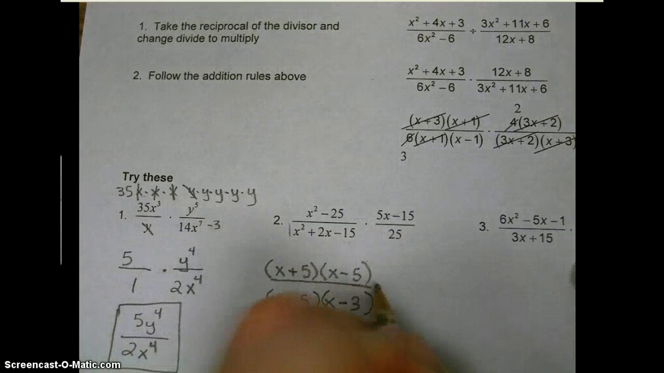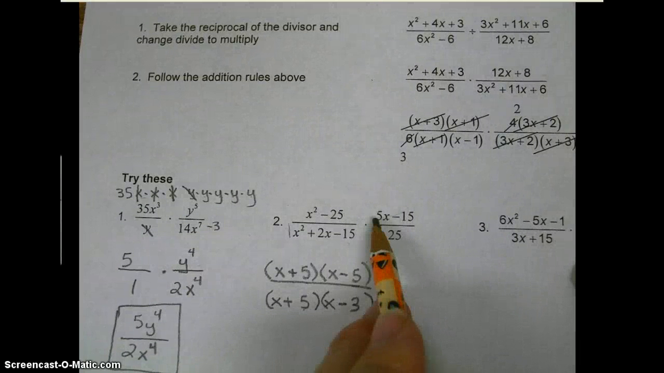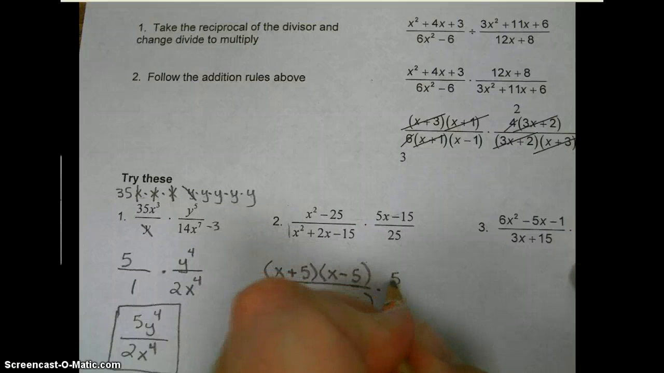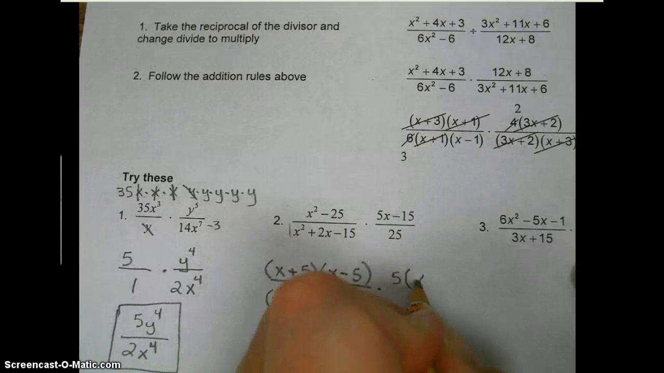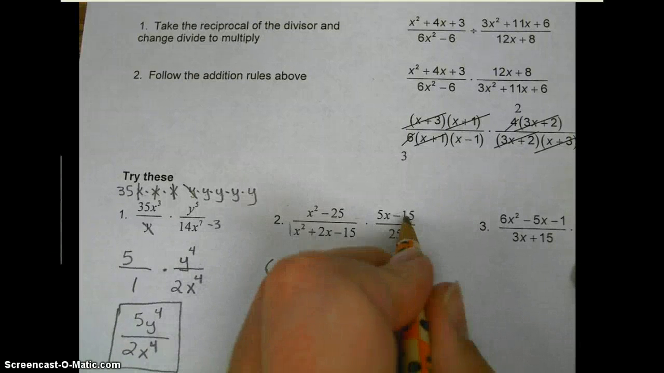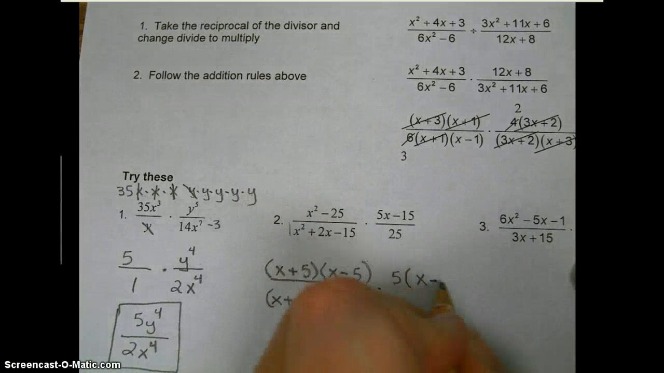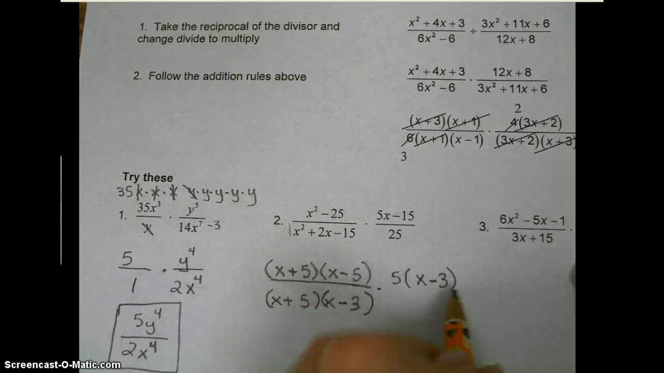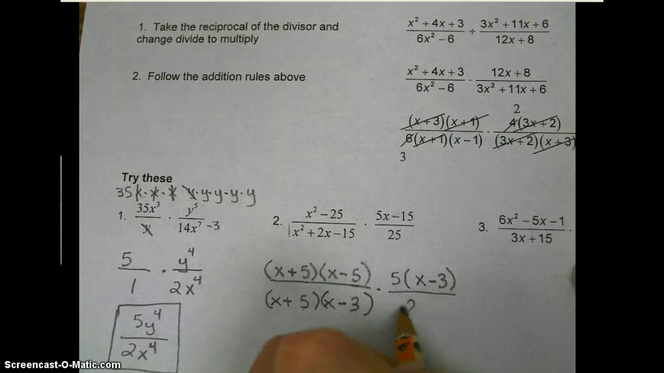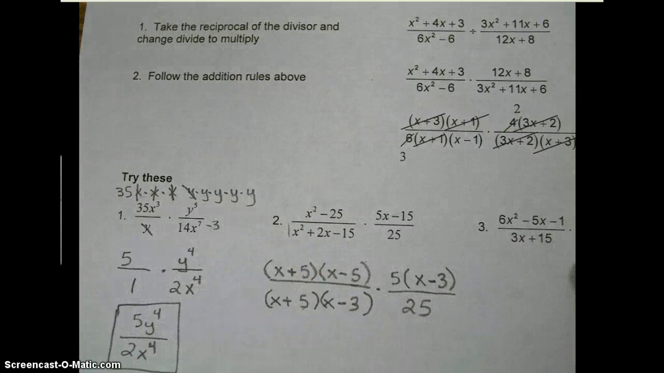Okay, multiply. Is there anything we can factor out of both of those terms? That's right, a 5. So if I factor 5 out, 5 goes into 5 one time, so we have 1x. 5 goes into 15 3 times. Okay, now that everything is factored, we can start canceling.